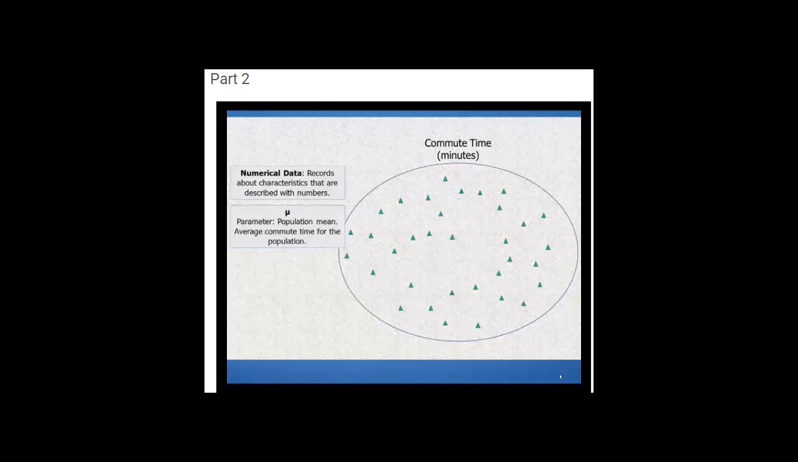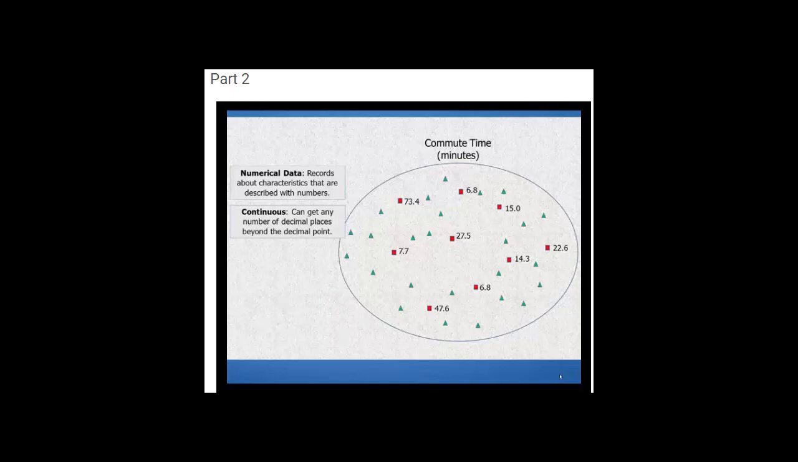The average commute time for the whole population would be a population parameter called the population mean. We use the Greek letter mu to represent the population mean. Again, the population parameter is unknown, so we gather data about the sample and calculate the sample mean instead. The notation for the sample mean is x bar. Notice that we have recorded the commute time using minutes and fractions of minutes. Time is a continuous variable.